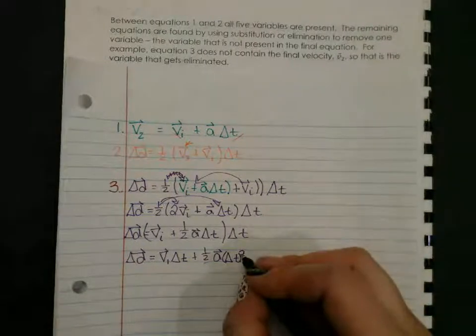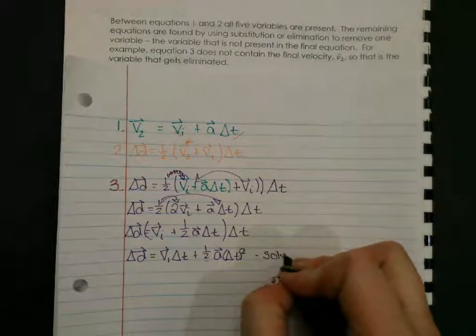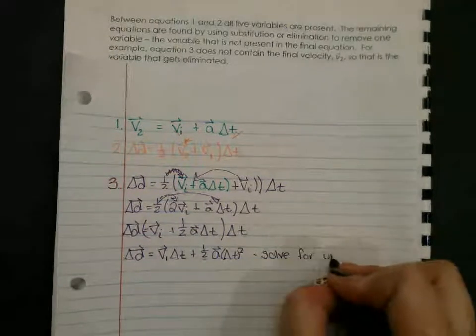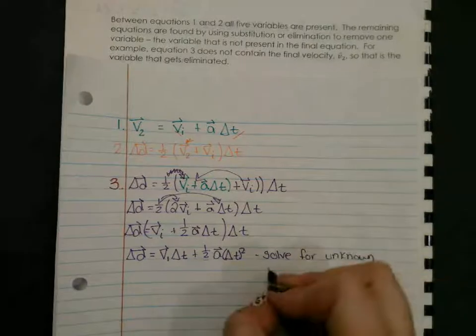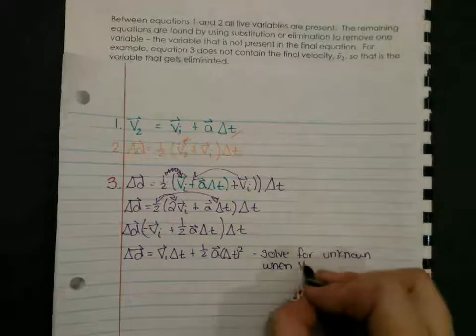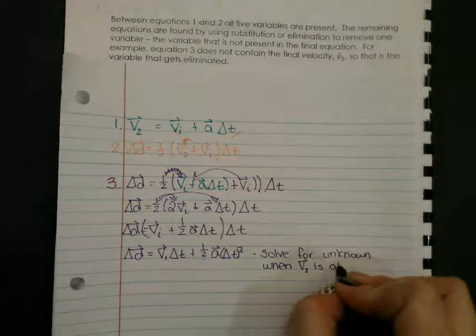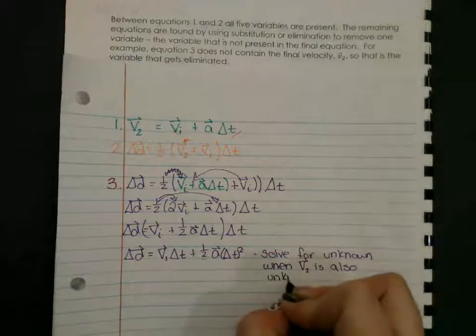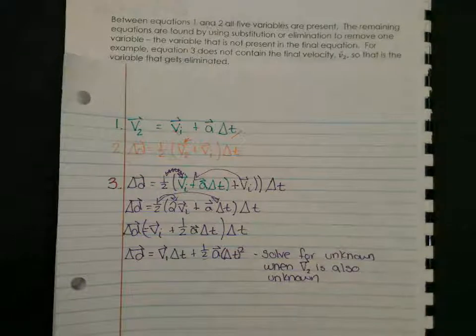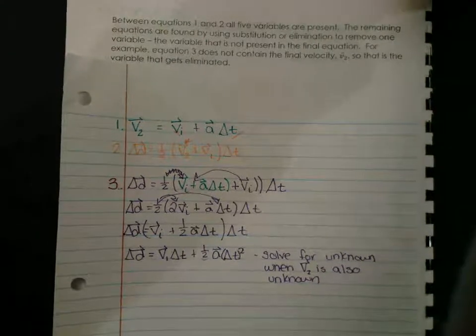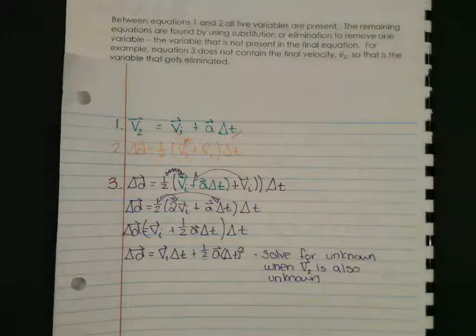So we're going to use equation 3 to solve for an unknown when our final velocity is also unknown. All right. So let's look at the other two equations of kinematics. And we're going to use these final equations a lot, more than we're going to use equations 1 and 2. So equations 3 and 4 are where we're going to spend most of our time, but we'll also use equation 5.